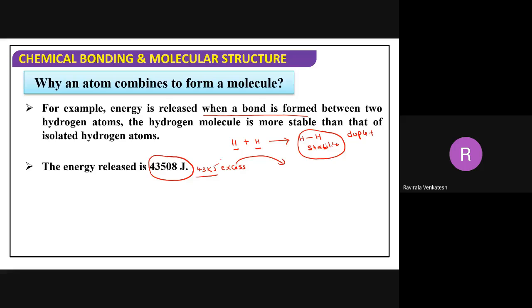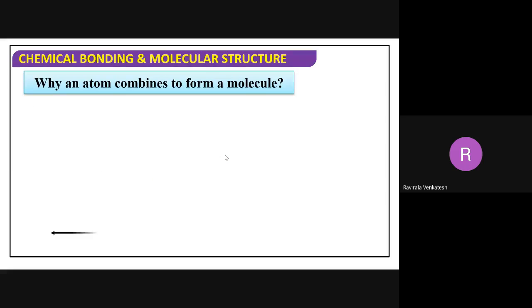Second thing, this much amount of energy it lost. When they lose energy, they get stability. Having excess energy, they are unstable. Understood here? In this way, now we'll see the diagram here.